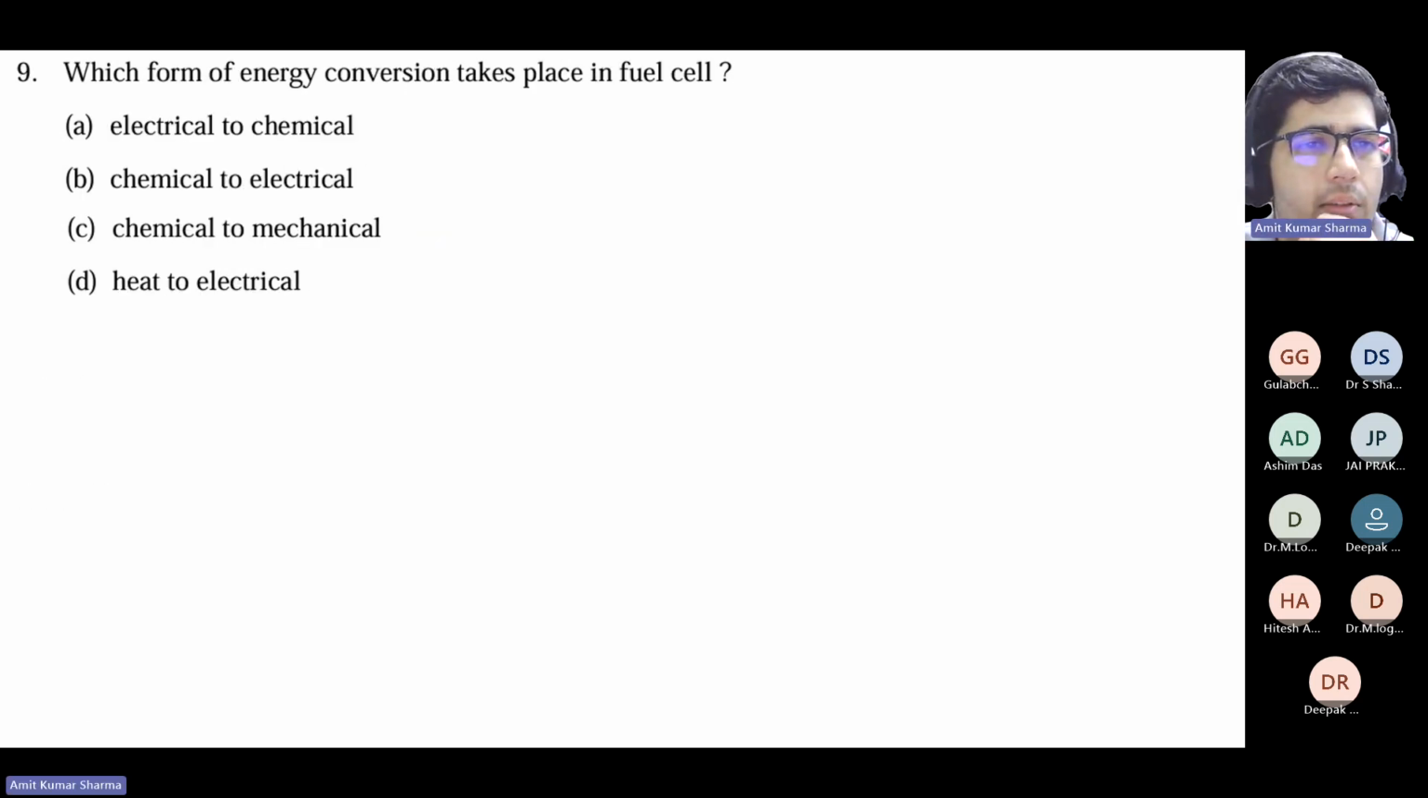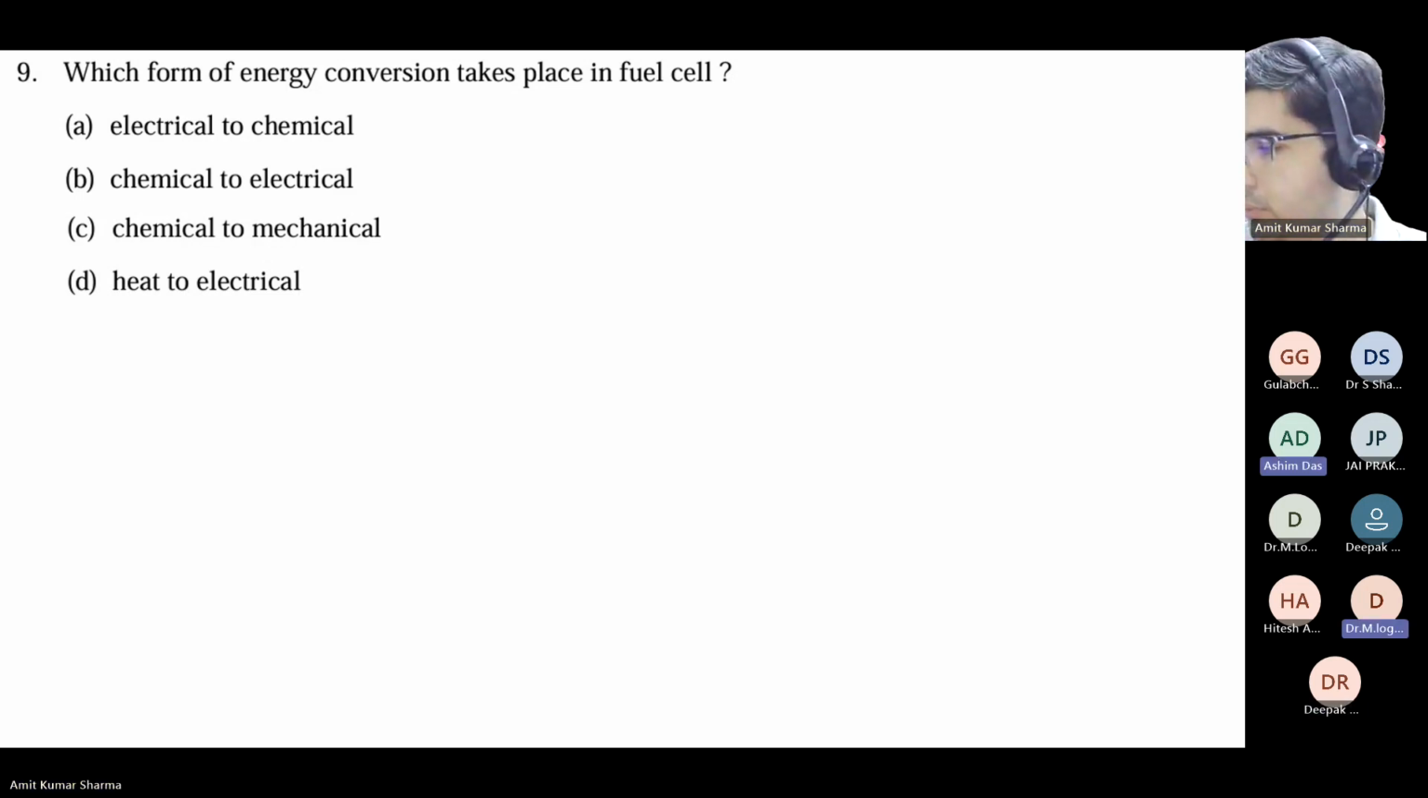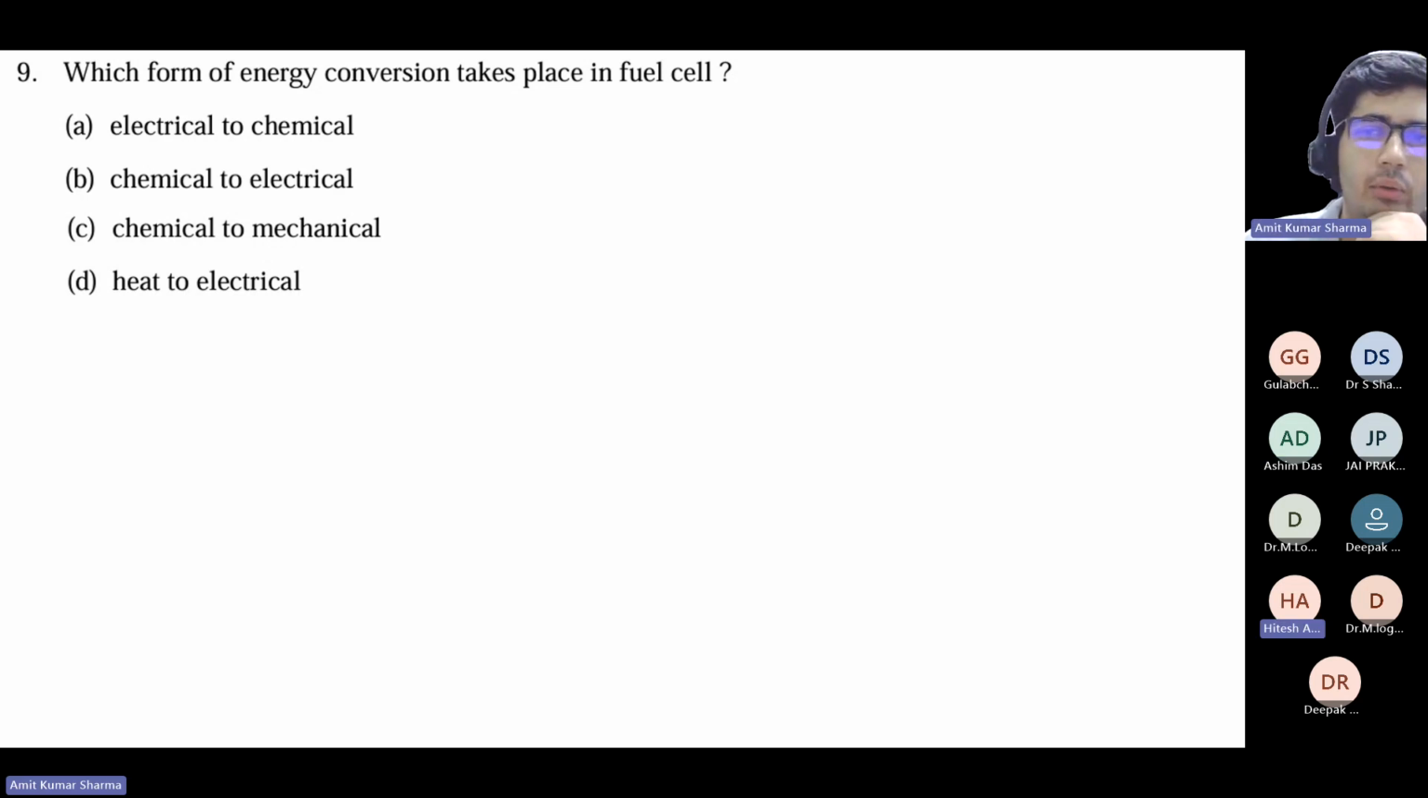Which form of energy conversion takes place in the fuel cell? Electrical to chemical, chemical to electrical, chemical to mechanical, or heat to electrical. Chemical to electrical. B. Chemical to electrical.